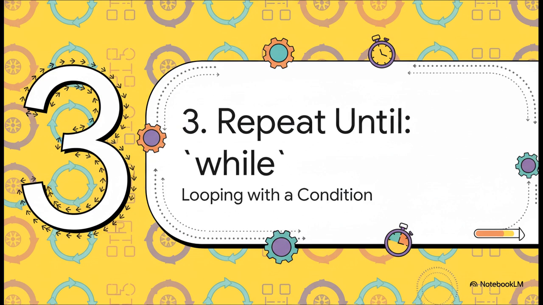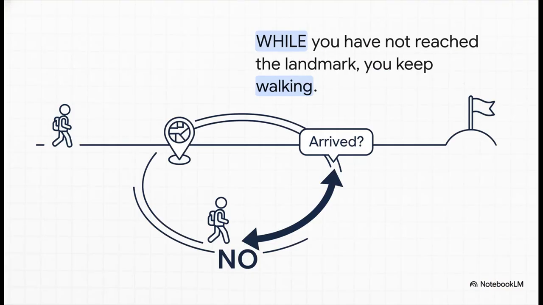For that, we need our next tool. It's called a while loop, and it's perfect for when you need to repeat an action, but you don't know exactly when you're supposed to stop. Here's a great way to picture it. You're walking somewhere, trying to find a landmark. Before every few steps, you pull out your map and ask, am I there yet? And while the answer is no, you just keep walking. The repetition, the walking, it all depends on that one condition.